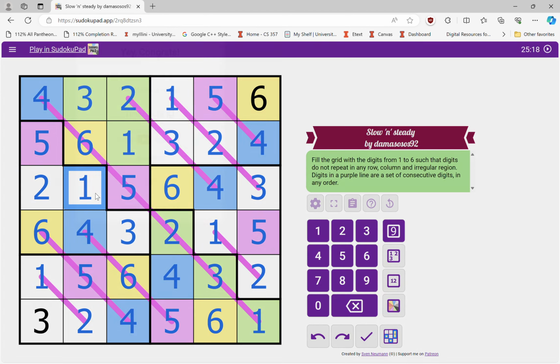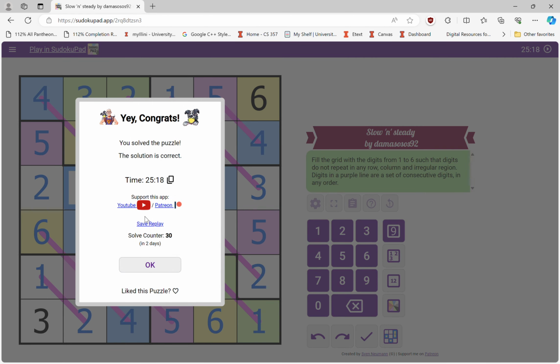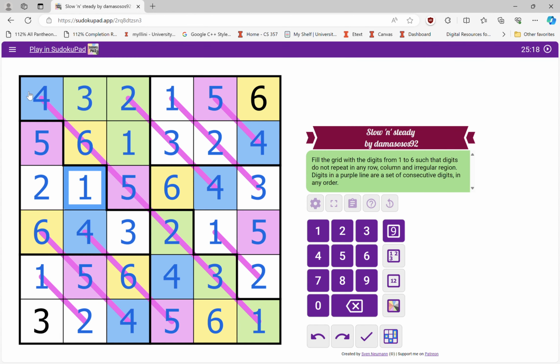Actually, I think it's just, yeah, there we go, okay. Definitely enjoyed that one. Sometimes it's nice to do a non-fog of war, smaller one. Because the logic in this, definitely very interesting, very hard to find.